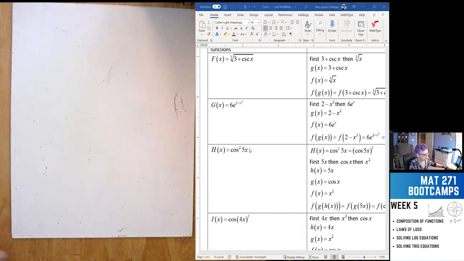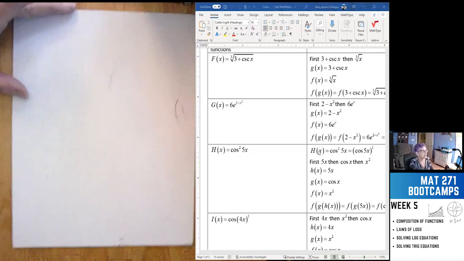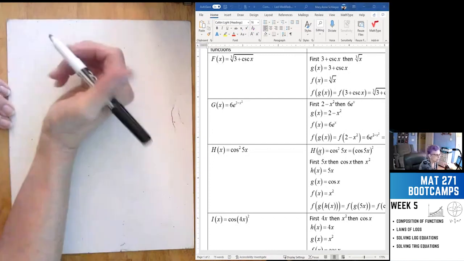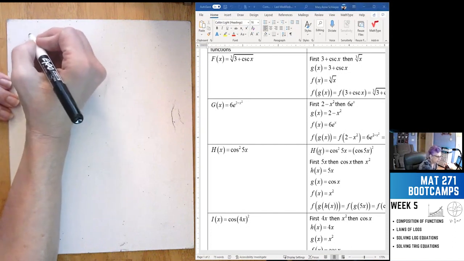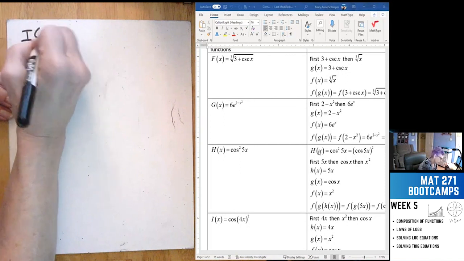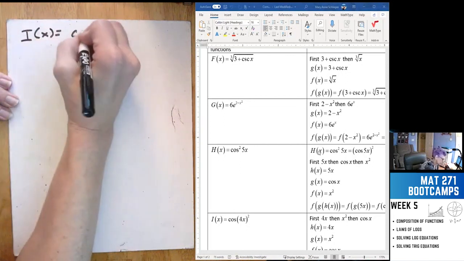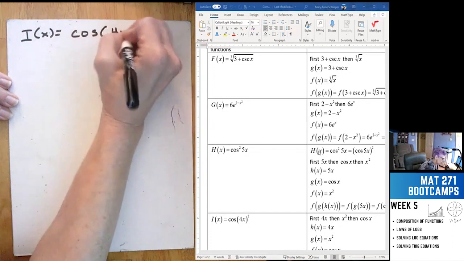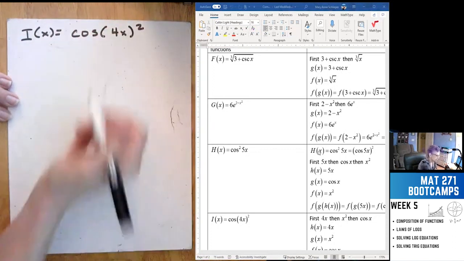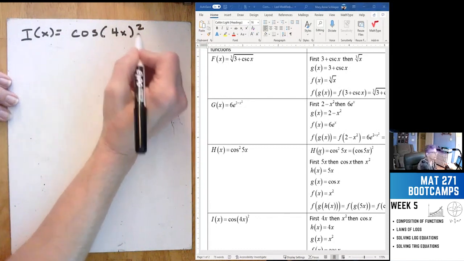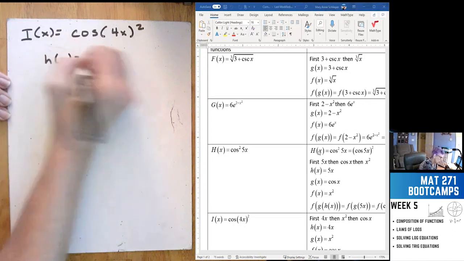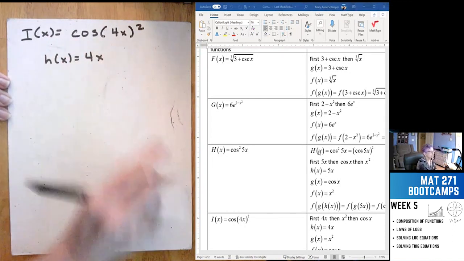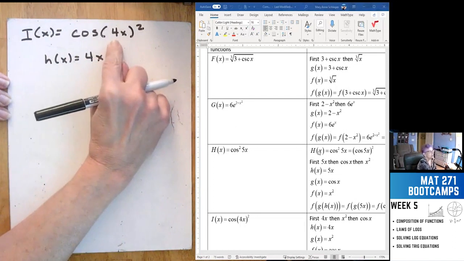And picking the inside and outside functions is the hardest part of the chain rule. Once you get your inside and outside functions, it's pretty easy to do the derivatives on them. This time, instead of cosine being squared, we have capital I of x, cosine of 4x in parentheses squared. So you see that you have parentheses around that 4x, which makes you think, 4x is the most inside function there is. What is the next thing that happens?